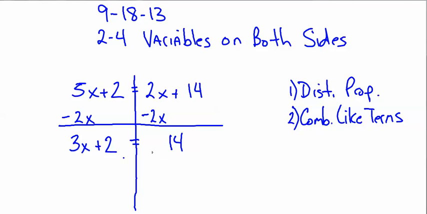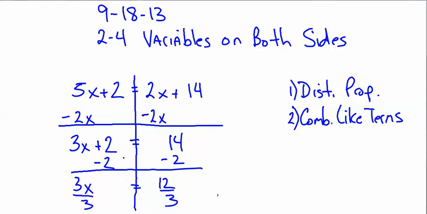Alright, so now, what's your next step? Yeah, now it's just like the multi-step equations that we did the other day. So you subtract 2 from each side. 3x is equal to 12. You divide by 3. And x is equal to 4.